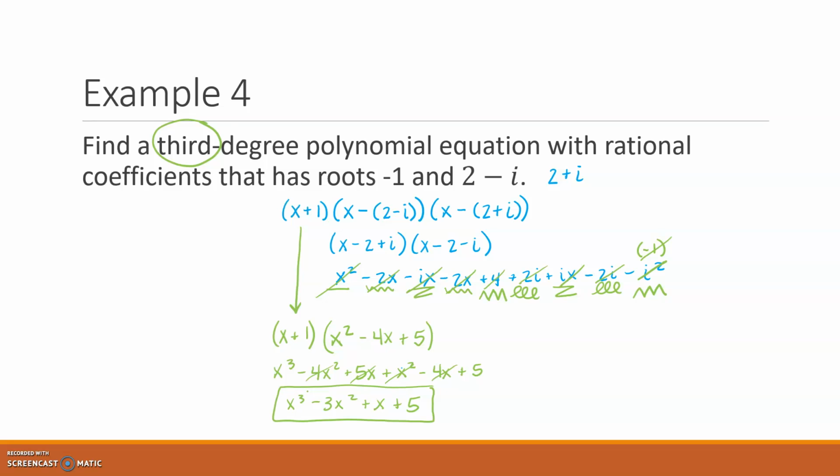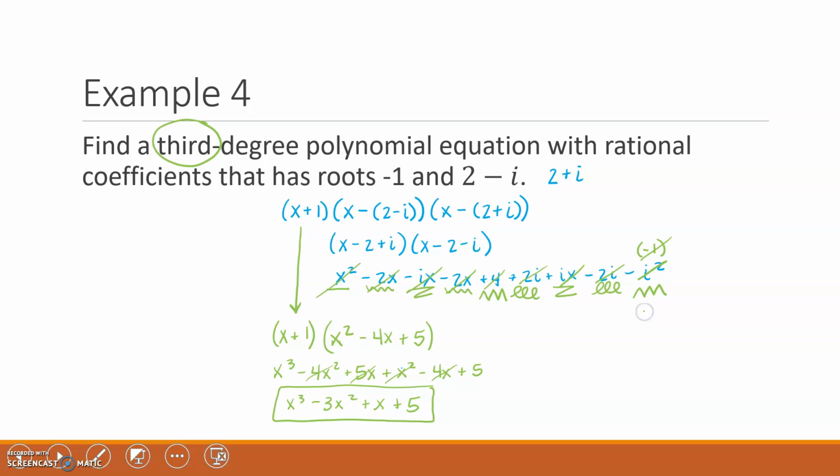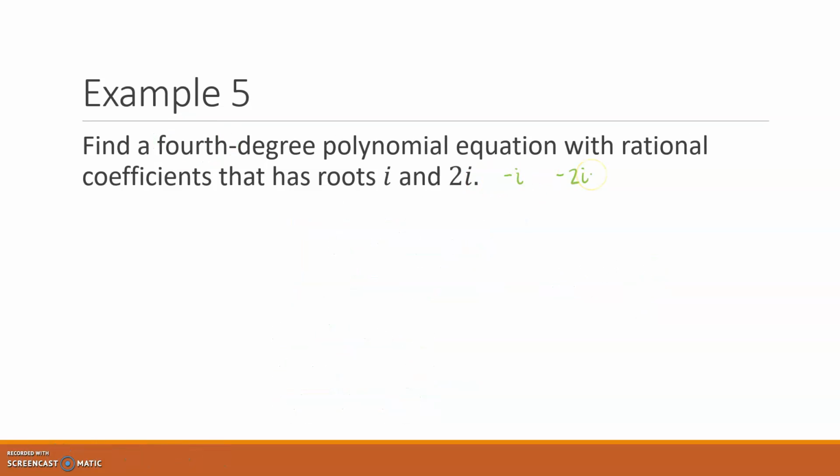All right, let's look at one more like this. Find a fourth degree polynomial with rational coefficients that has roots i and 2i. I only have 2 roots written for me here. What are my other 2 roots going to be? I'm going to have negative i and negative 2i. And so this one's even easier than the previous one because it's not 2 minus i. There's nothing being added or subtracted to them.